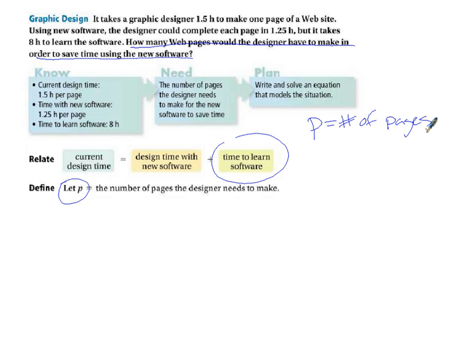Now we want to say how long will it take using the current design time to make P pages. How long does it take to make per page? Up here it says 1.5 hours to make one page. That's like the per page or each page or for every page. That's the clue that tells you there's your variable. So I have 1.5 P. 1.5 hours per page. 1.5 times P.